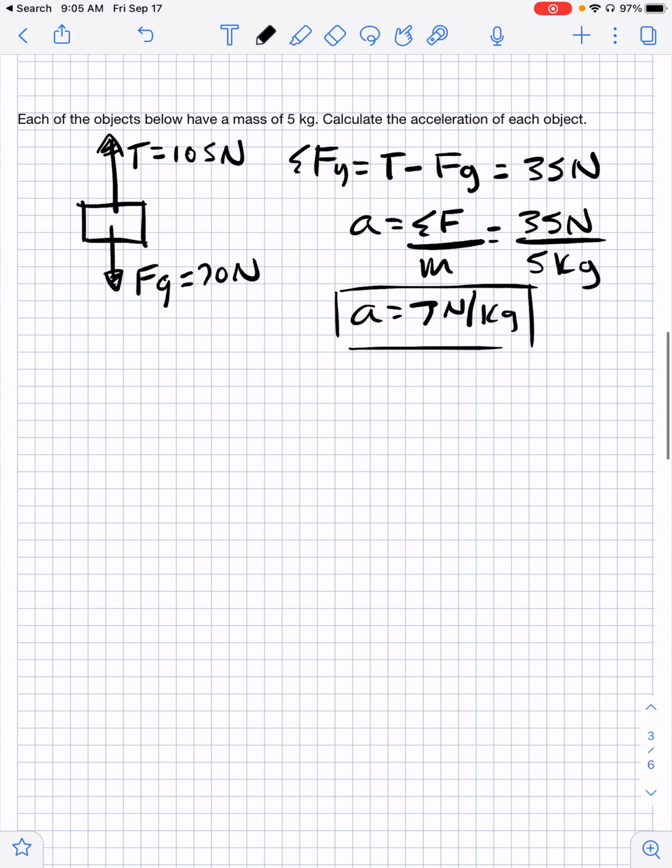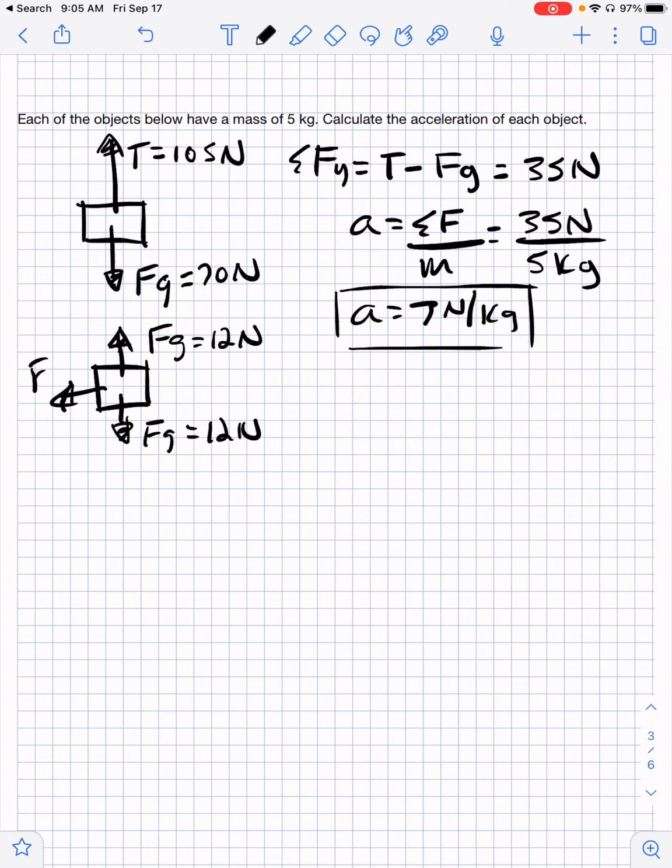Let's look at that second one that we drew earlier. It had a weight of 12 newtons and a normal force of 12 newtons. And then there was friction going to the left, equal to 10 newtons. In the x direction, that's the direction that we're accelerating, because we're balanced vertically. So we said the net force in the x direction was just equal to the 10 newtons to the left.